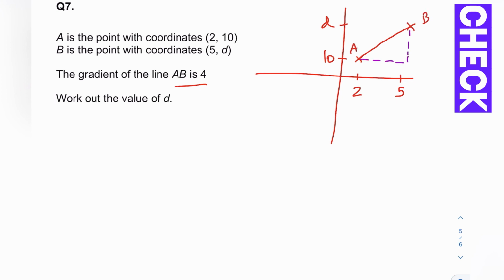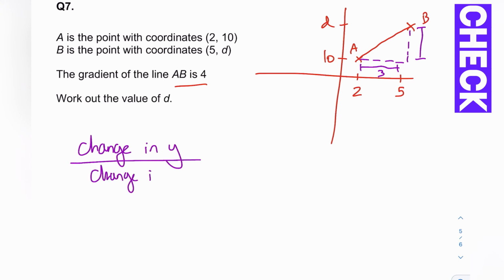So now we can work out our change in x and change in y. So our change in y we can't work out at the moment because we don't know what D is. However, our change in x is the difference between 2 and 5, which is a difference of 3. Again, if we just start with our formula, change in y over change in x equals our gradient, which we're told is 4. So this time we don't know what our change in y is. However, we do know our change in x is 3.